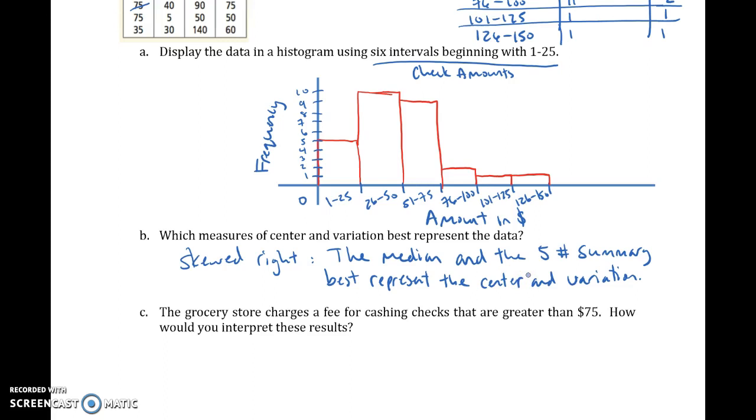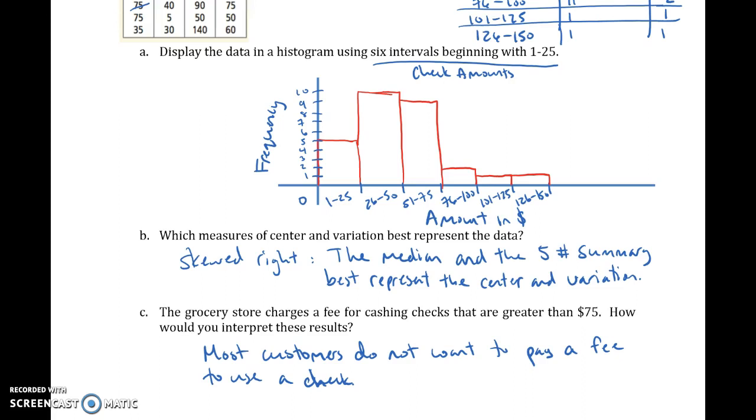Finally, I want you to think about this last question. The grocery store charges a fee for cashing checks that are greater than $75. How do you interpret these results? Well, if you think about it, starting right at 76, there's a huge drop in the data. So you might interpret this and say, well, it's skewed because most customers don't want to pay a fee. So if you go up to 75, you're good, but as soon as you're over 75, you've got to pay a fee, so most customers don't want to pay that fee to use a check.